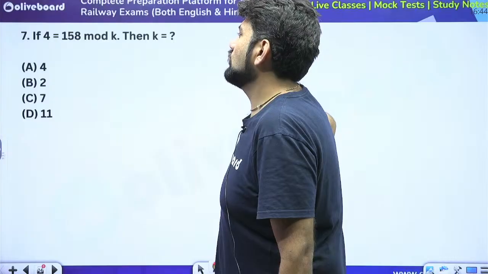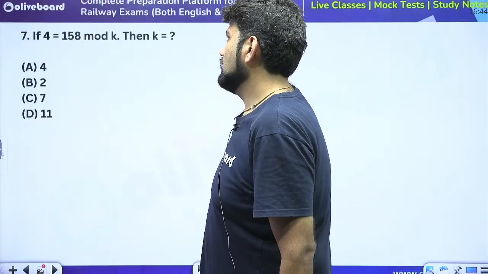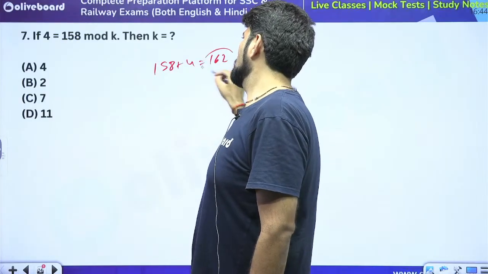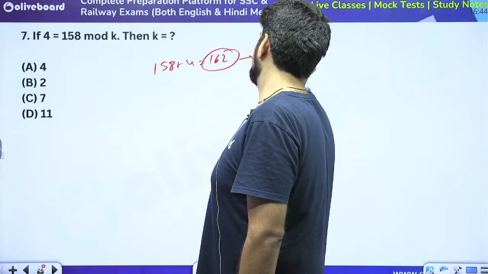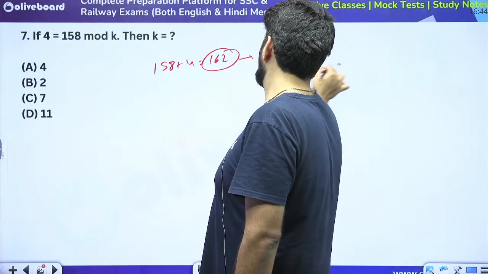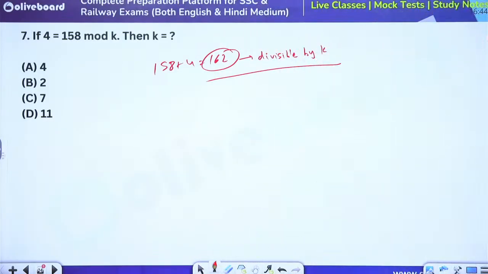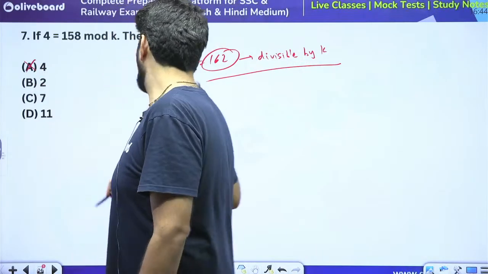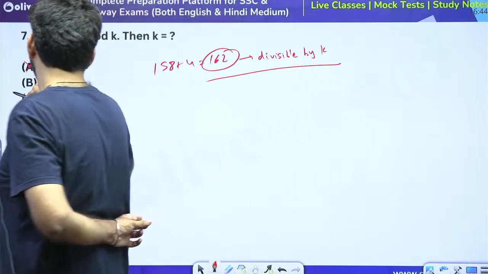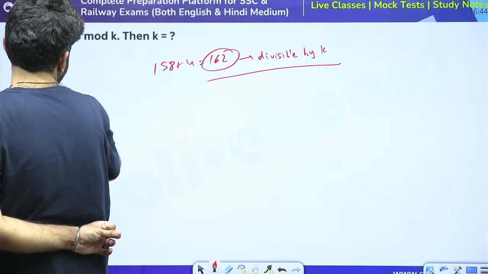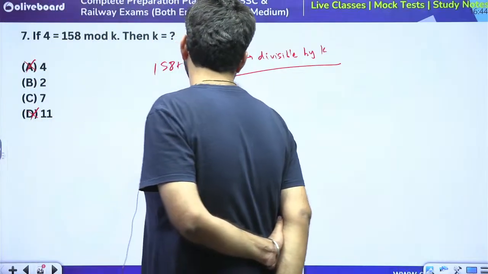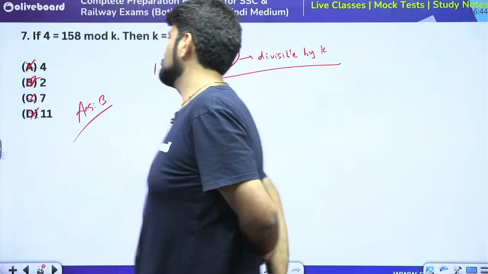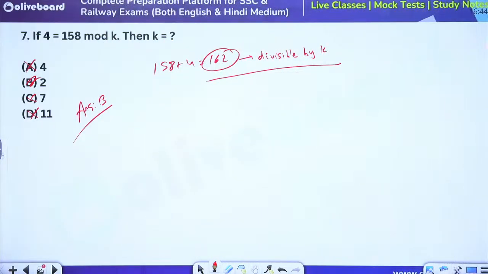So if I add 4 to 158, it should be divisible by k, right? 162 should be divisible by k. Now if you observe, 162 is not divisible by 4, but this is divisible by 2. This is not divisible by 11 also, not divisible by 7 also. So 2 only is my correct answer, option B, right? Correct?